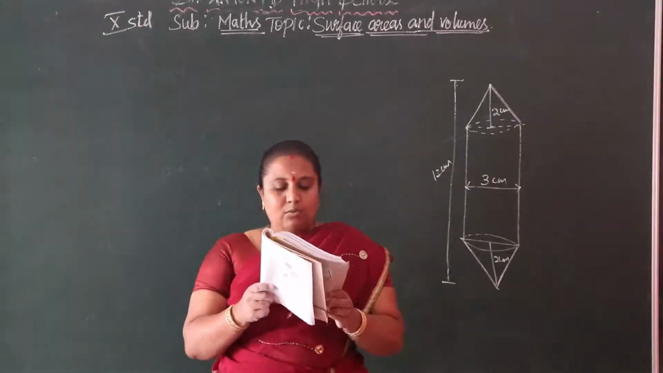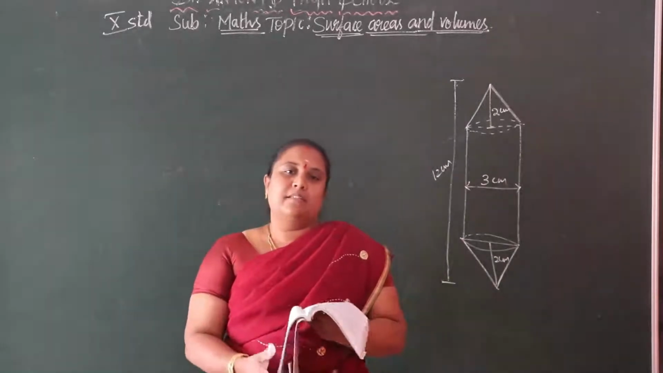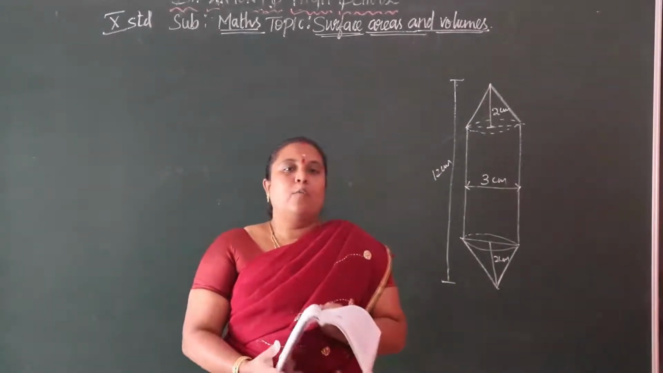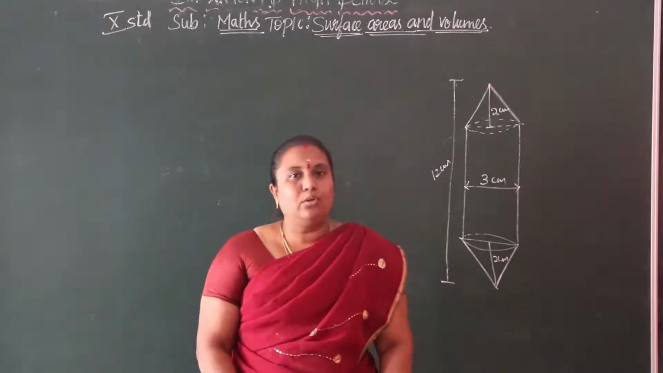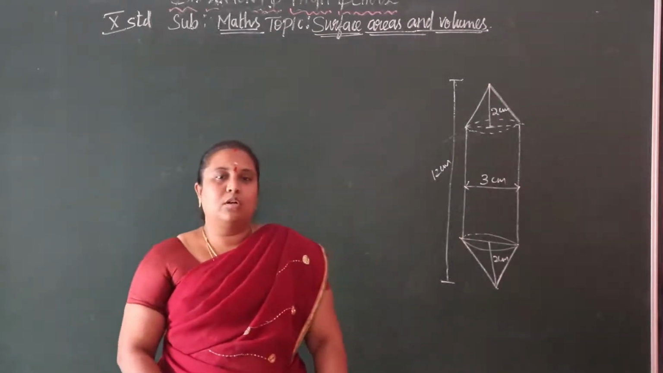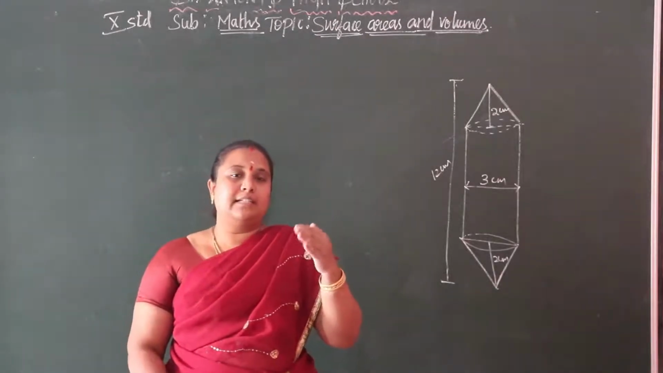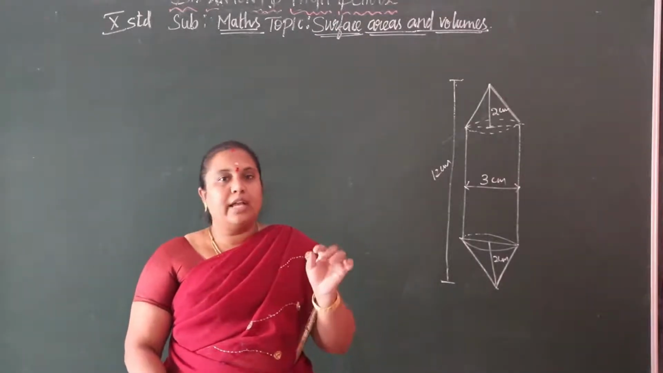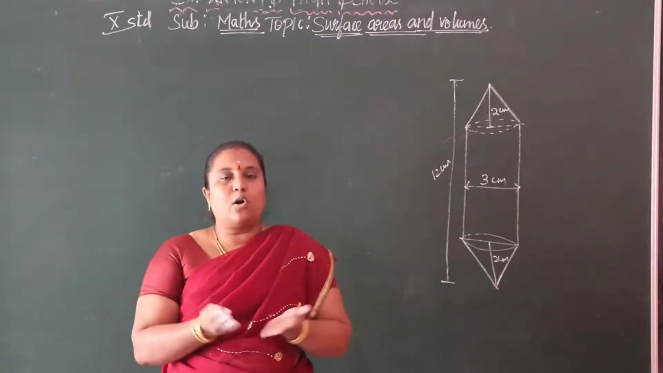Assume that the outer and inner dimensions of the model are nearly the same. Why? Because a thin aluminium sheet is taken to make this model, so the thickness of the sheet is not considered. We are taking it as a full solid.